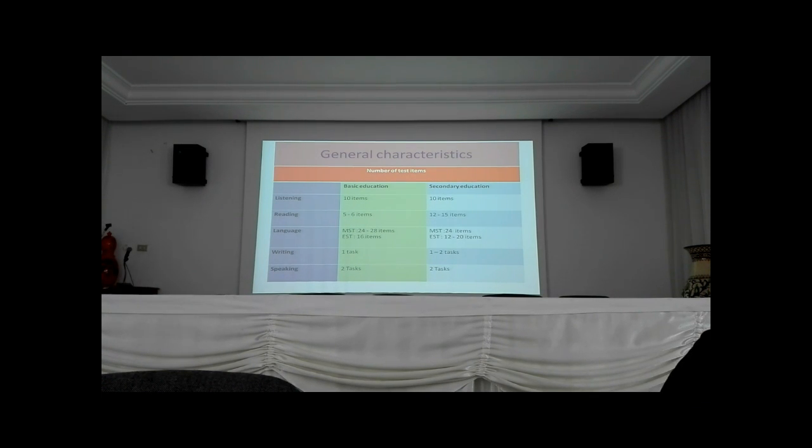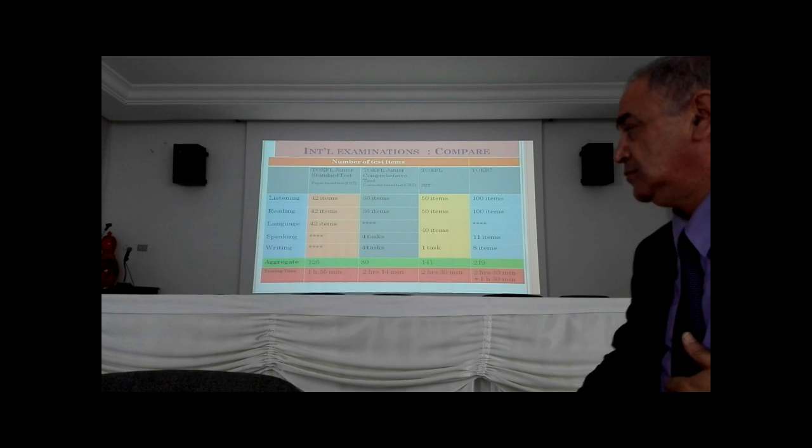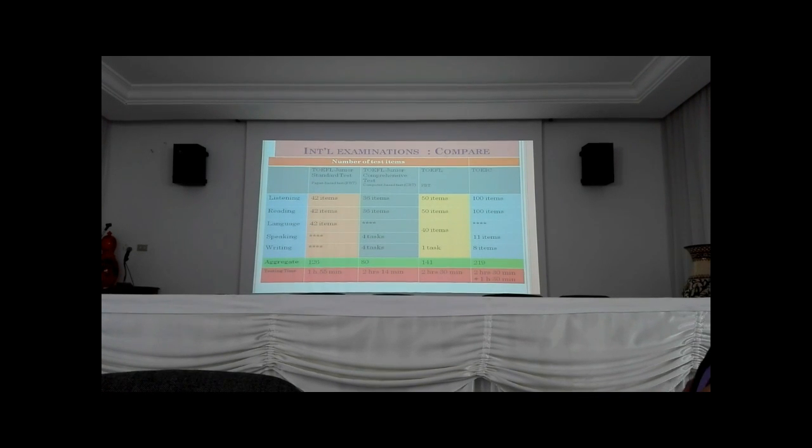Now, I'd like you to bear this in mind, and I'd like to compare this with what's going on by international standards. I mean, by what we have on the international exams. I actually took the TOEFL Junior Standard Test, TOEFL Junior Comprehensive Test, the TOEFL and the TOEIC. These are examples of tests. I'll compare our tests to these. So for the TOEFL Junior Standard Test, this one is paper-based. It's a pencil and paper test.